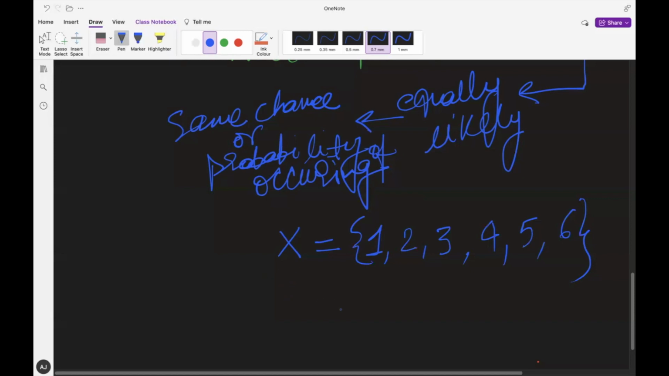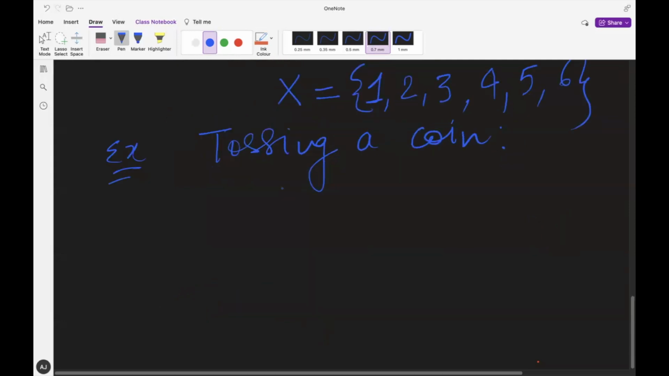Having understood this, let's take an example of tossing a coin. Tossing a coin is a random experiment. Let's call that random variable, let's say, Y. So what values can it take? It can take head or it can take tail. And both of them are equally likely. So here Y is also a random variable which can take one of the outcomes of this random experiment, which is nothing but tossing a coin.